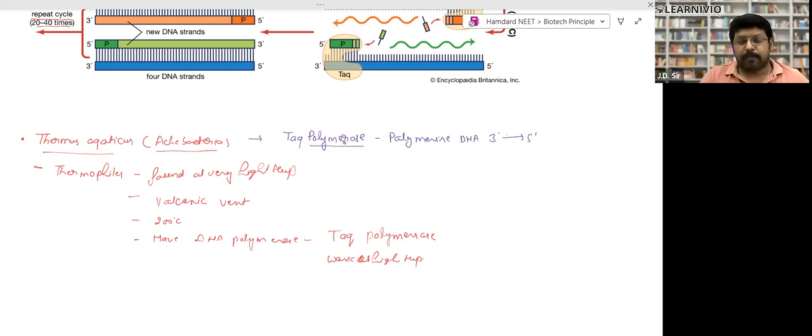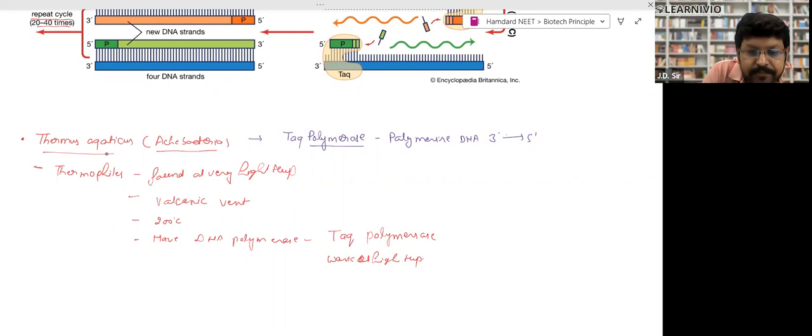Taq polymerase is a type of DNA polymerase. It is found in a bacteria, and the name of that bacteria is Thermus aquaticus. Thermus aquaticus is a type of archaebacteria. Now, you have to tell me, what are the archaebacteria? What are the archaebacteria?